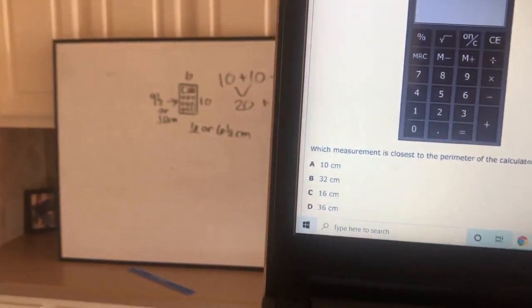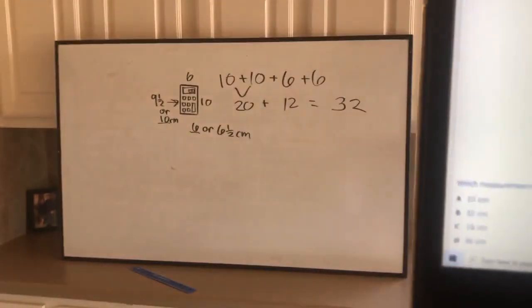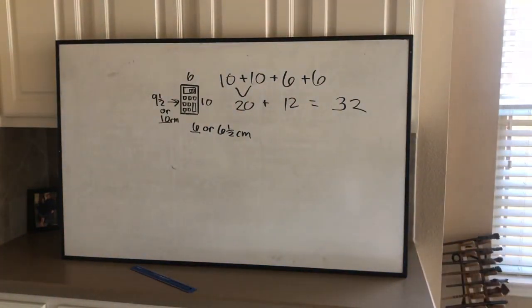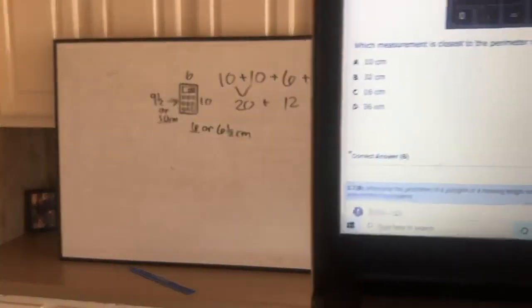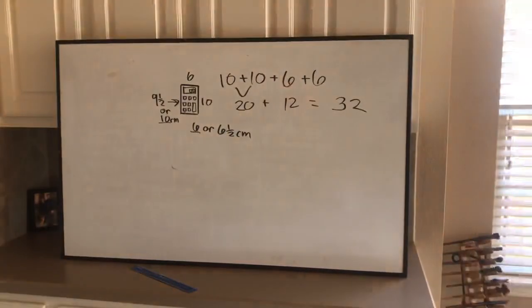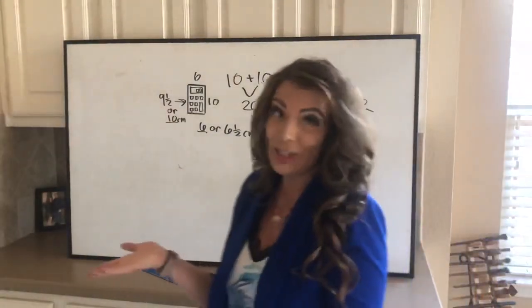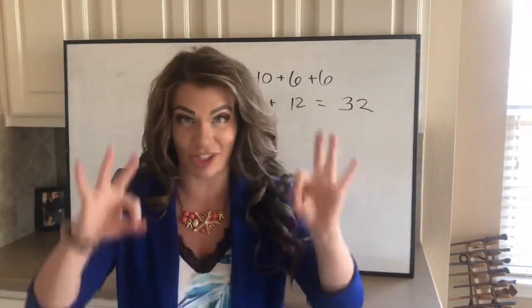Now I would go with B because that's exactly what we got, but I can see how someone might end up with a different answer because of the halves, right? So the answer is B. So make sure you go ahead and measure your calculator, add up the sides, and that's it, guys. You know how to do perimeter, and that's another STAAR question you got right.